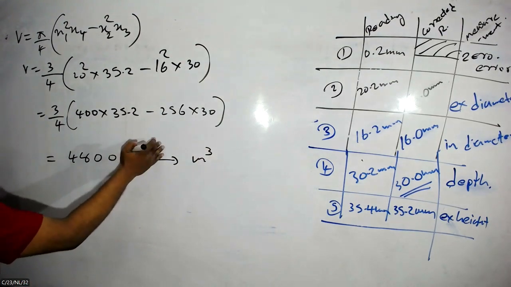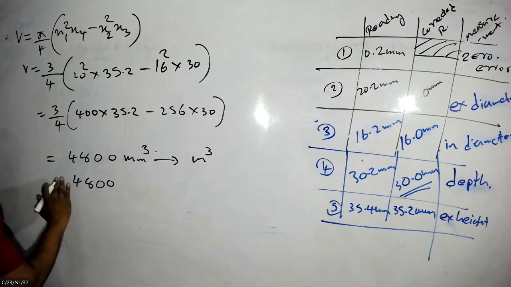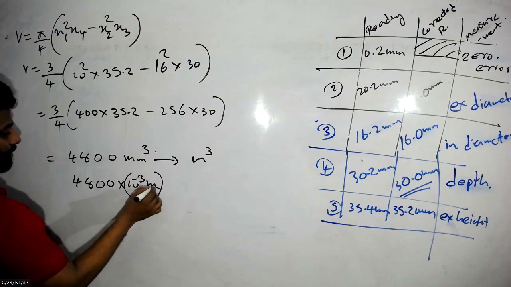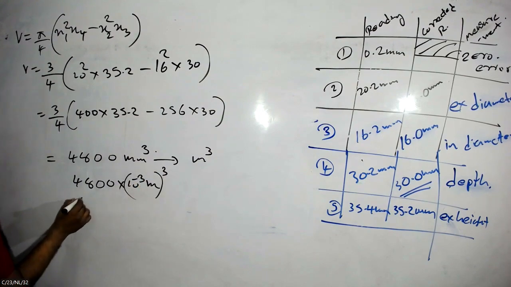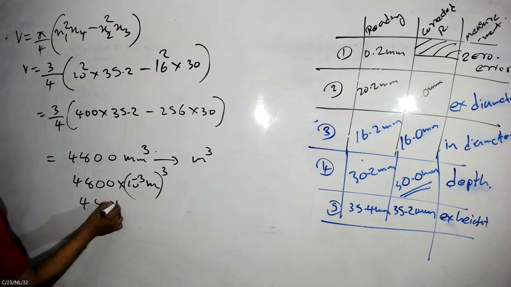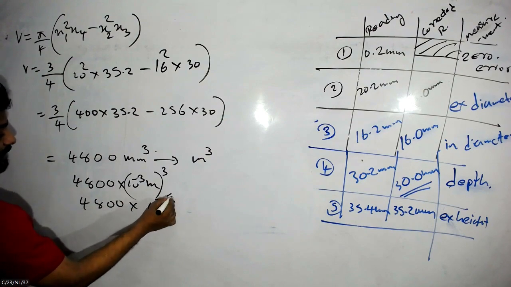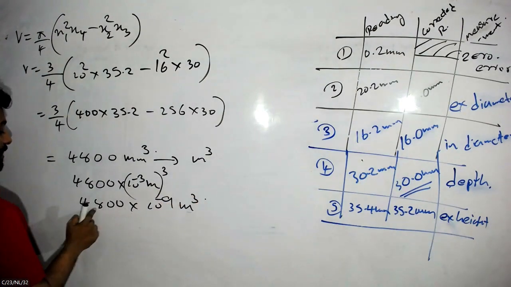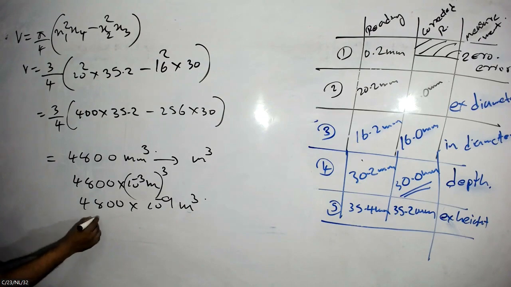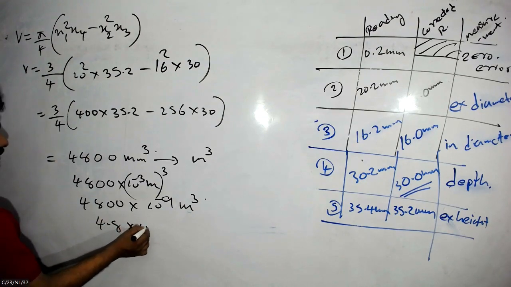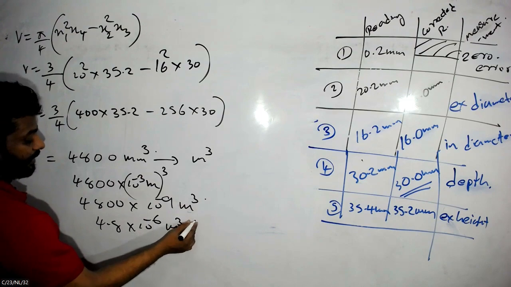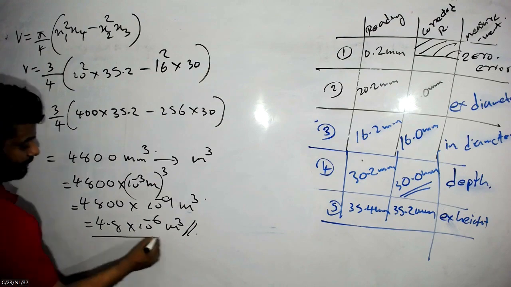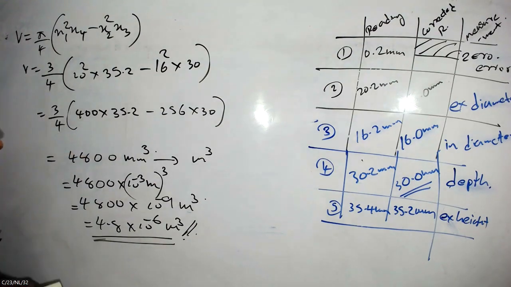You just have to remove the milli, you know how to do this. Milli is 10 to the power minus 3 meter, cubed. Then 4,800 into 10 to the power minus 9 cubic meters. Here you can remove 3 decimal points. 4.8 into 10 to the power minus 6 cubic meter is the volume of the metal piece.